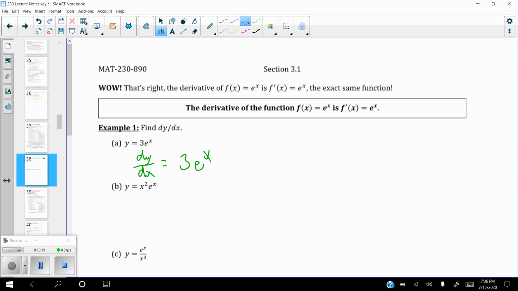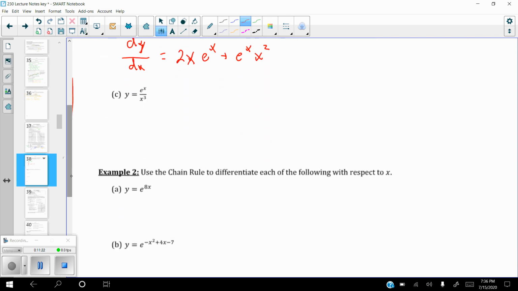Okay, let's look at letter B. Let's put this together with a product rule. So our derivative, dy dx, is going to be the product of x squared and e to the x. So the derivative of the first is 2x times the second one, e to the x, plus the derivative of e to the x is e to the x times the first, x squared. That's it. That's your product rule. We can simplify a little bit there if we really wanted to. We could factor out an e to the x, but there's really no need to do that.